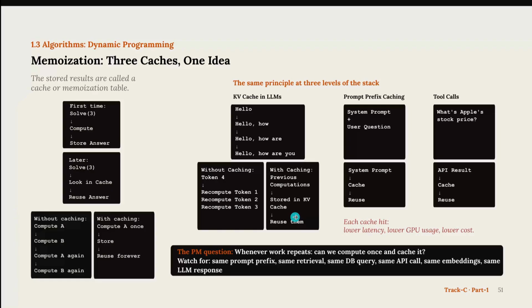Now, prompt prefix caching is done similarly. Imagine there is a system prompt and a user question that's passed on to the LLM. Every time, the system prompt need not be processed again along with the user question. It can be cached and reused again and again.